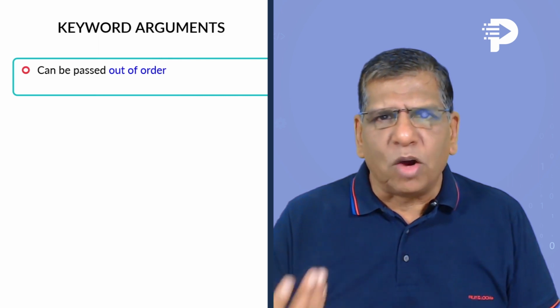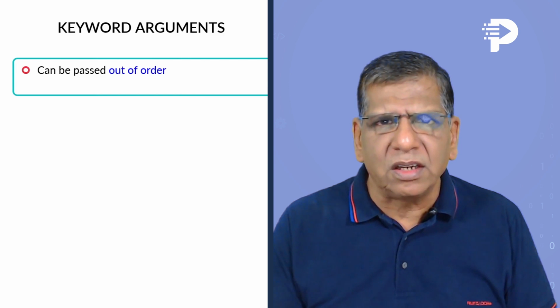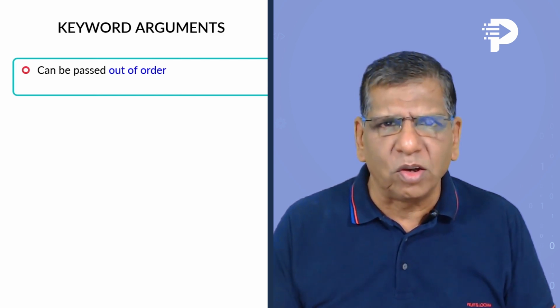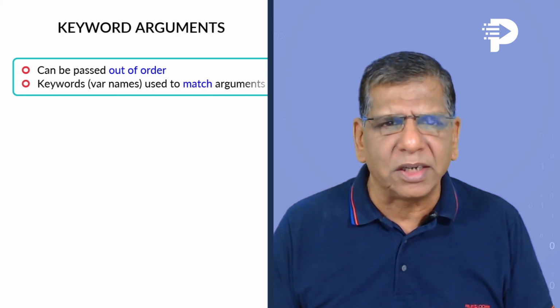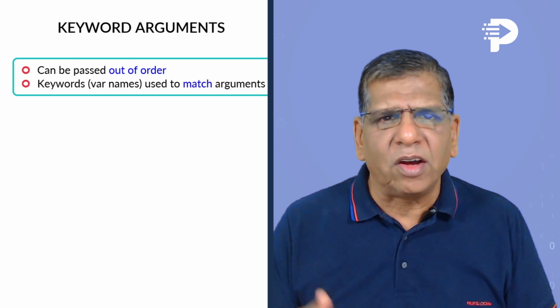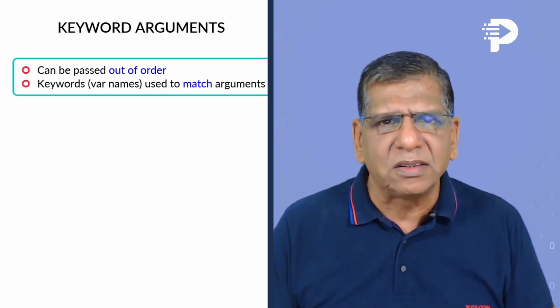They can be passed out of order, unlike positional arguments. It means their position in the call does not matter. When you make the call, you pass actual arguments. The position of these actual arguments does not matter if you are using keyword arguments. The reason why order doesn't matter is that the variable names are used to match the arguments.